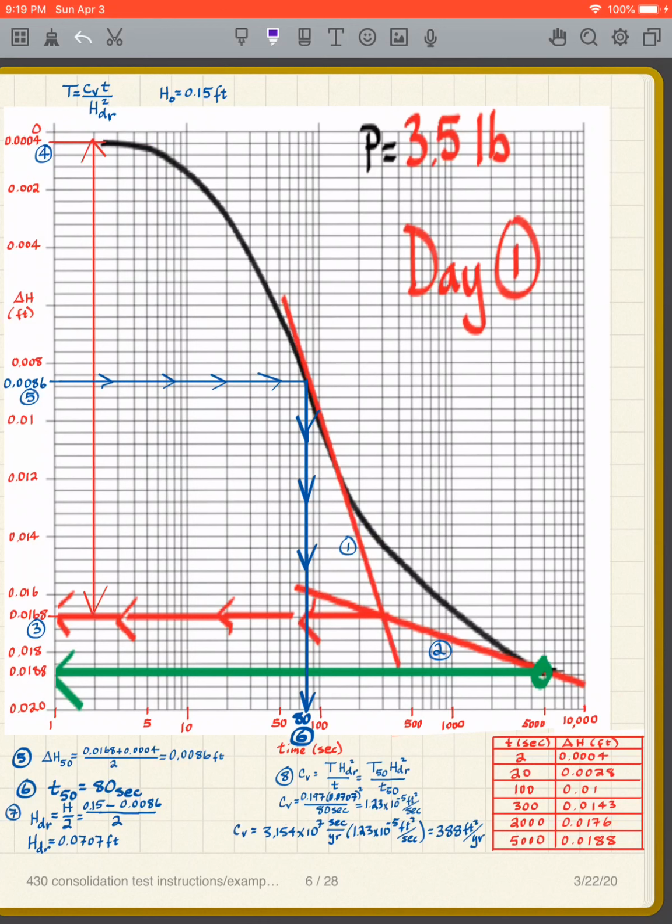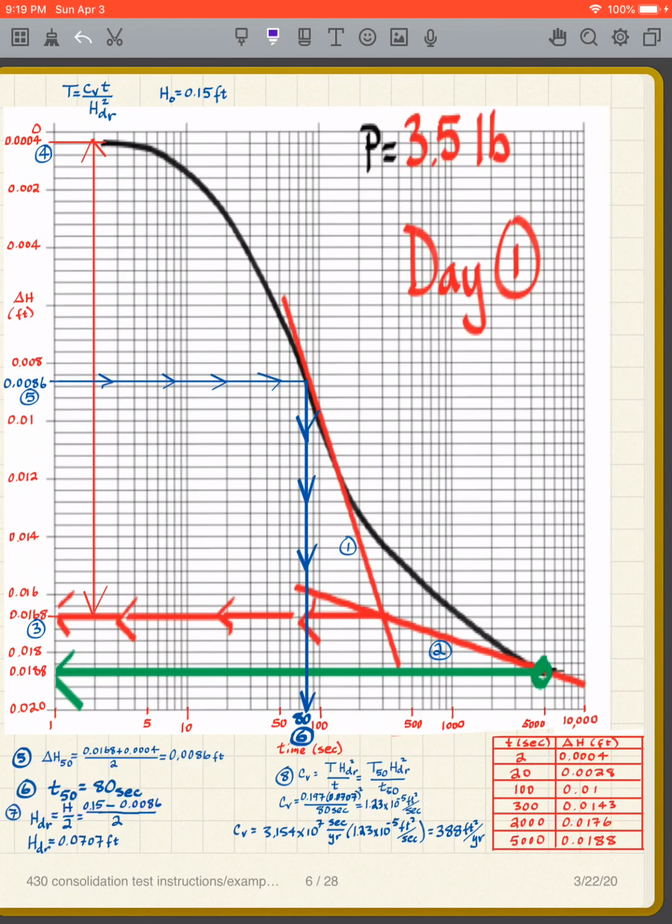I calculate out step 5, which is to get the delta H50, which is the average of those two. In this case, the average of those two comes out to be 0.0086. So I come over here at 0.0086, I go over, hit the curve, go down, and I read off this value of time, which is 80 seconds. So that gives me step 6, which is to get the T50.